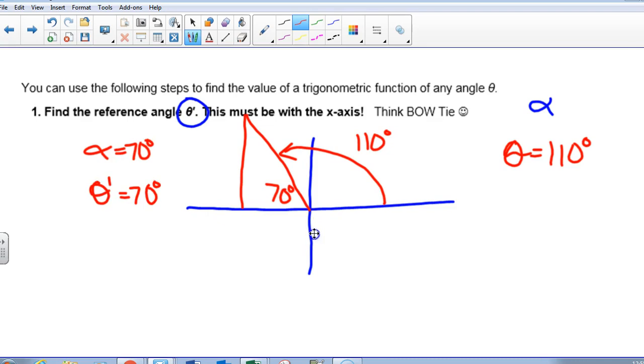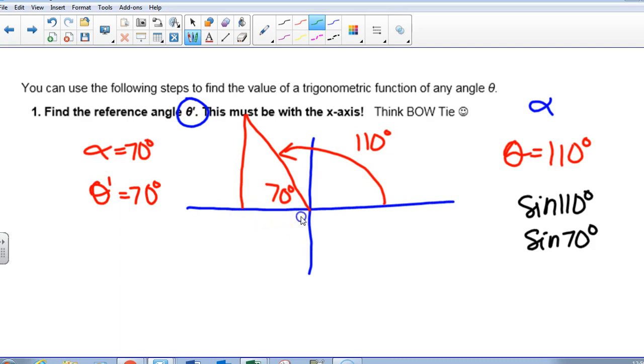Why do we even care what symbol? We really don't. But what you need to know is that if I ask you the sine of 110, you're really going to find the sine of 70. Those are equivalent. Okay? It's a reference angle.